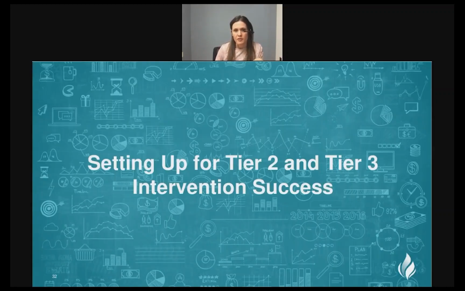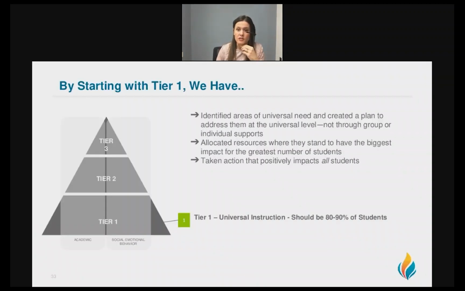From there, thinking about then aligning those resources for our students at the tier 2 and tier 3 levels. By starting again with our tier 1, we've identified areas of universal need. We've created the plan to address them at the universal level, and not through individualized services or supports at the tier 2 or tier 3 levels yet. We've allocated resources, and we've said this is going to have the biggest impact. And then, of course, you're taking action that positively impacts all of our students.